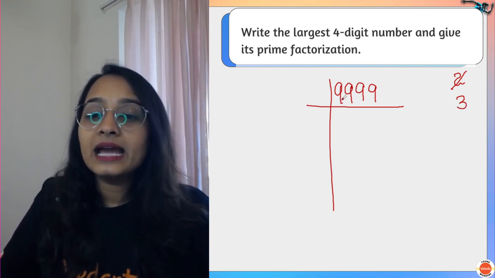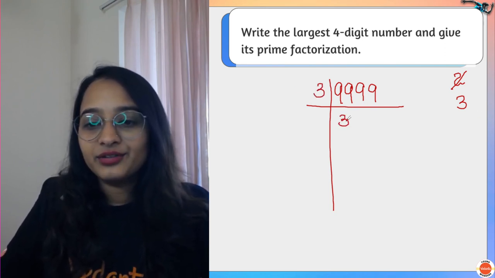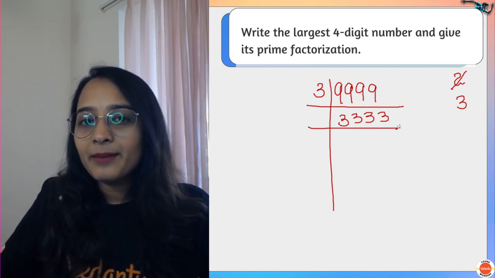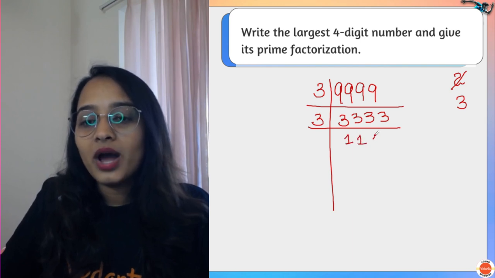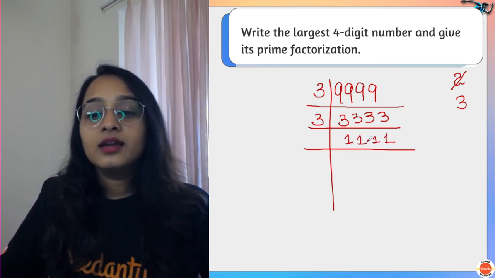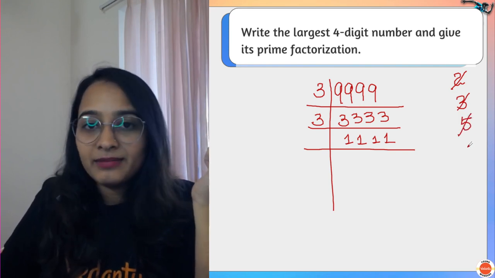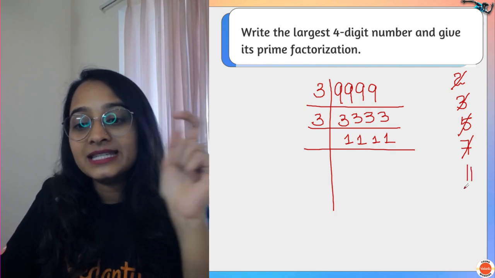Okay, is 9999 divisible by 3? Yes, you have 3, 3, 3 and 3. Now, what about this number? Is it divisible by 3? Yes, 1, 1, 1 and 1. Now, this number is not divisible by 3. It's not divisible by 5, not divisible by 7. After that, the next prime factor is 11.